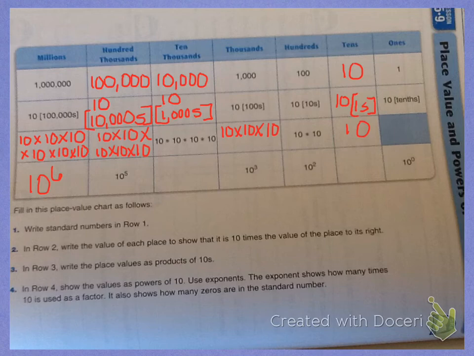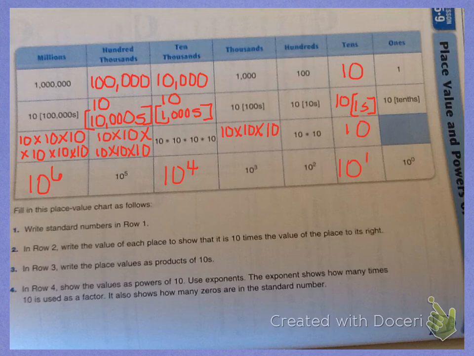If you look at the next column, they already filled that in as 10 to the 5th power, because we're taking 10 times 10 5 times. So what do you think is going to go in the next column? If you said 10 to the 4th power, you would be correct. And notice they've done 10 to the 3rd for us and 10 to the 2nd. What are we going to write in that last column? 10 to the 1st.